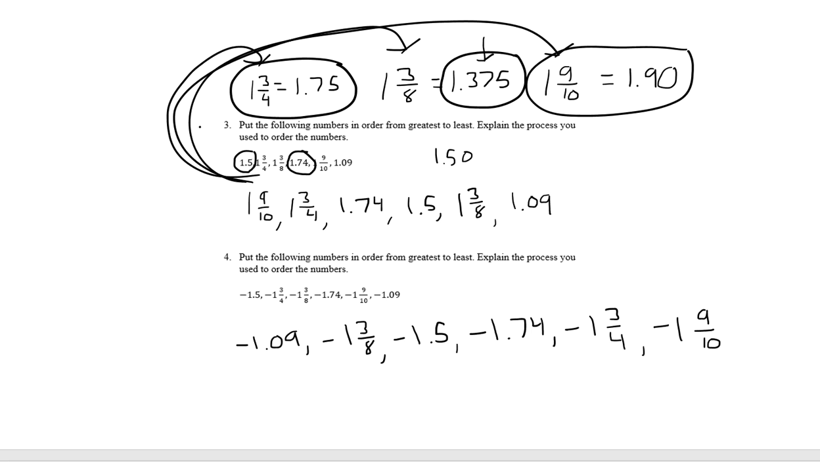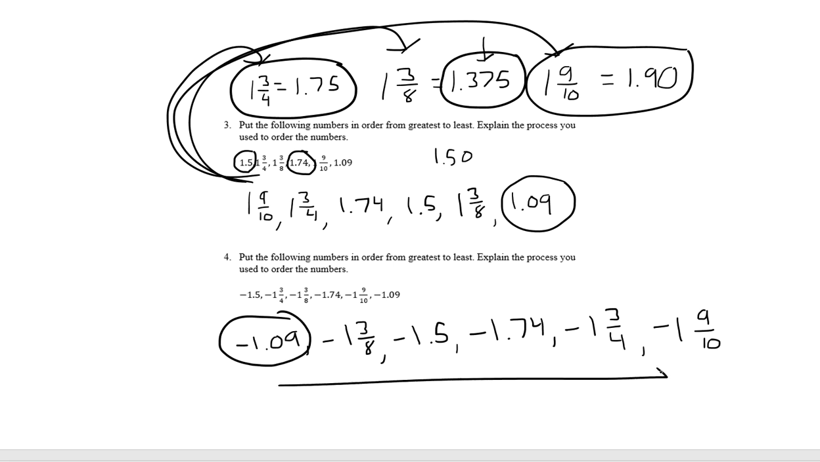Okay, and then just like on number 1 and 2, on number 3 and 4, 3 were the positive values of the rational numbers, and on number 4, they were the negative values of the same rational numbers, which means we have to go in the reverse order. Okay, 1.09 as a positive number is the least, but negative 1.09 is actually the greatest. And then you just go in reverse order, with negative 1 9/10 being the very smallest that you have, if you were to order these on a number line.